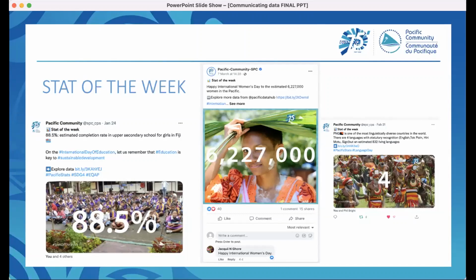And I think, as this example shows, communicating stats and data doesn't in itself need to be complicated. Like these Stat of the Week posts, communicating interesting information in a clear and concise way can really engage people or offer them a way to engage with the work that you're doing.